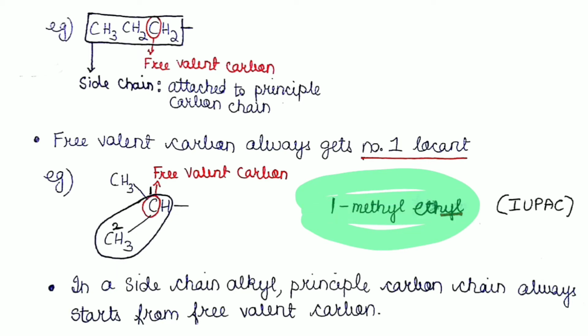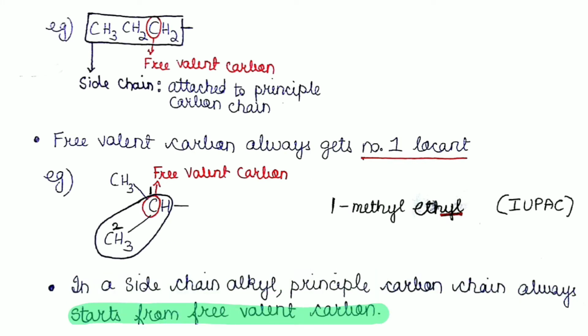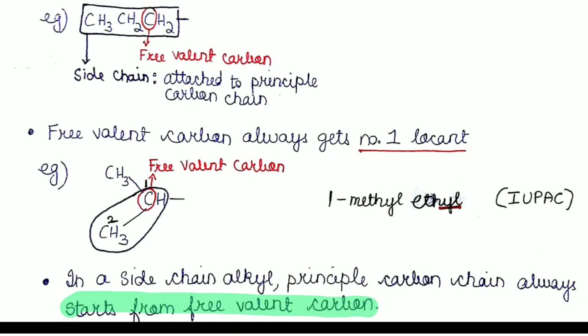So in a side chain alkyl, the principal carbon chain always starts from the free valent carbon. Here when we talk about the principal carbon chain, we are talking about the principal carbon chain of the side chain. So basically the side chain will also have a principal carbon chain. If it consists of branching and all, we will have to give it some identification of a principal carbon chain. So basically the principal carbon chain of a side chain always starts from a free valent carbon.